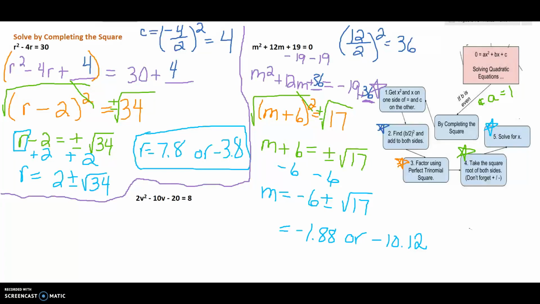Our next example is a little different, and this step is not in here. So I'm going to put it up here. If a does not equal 1, like in this case, we have to divide every term by a in order to get it equal to positive 1. So we're going to divide everything by 2 to get v squared minus 5v minus 10 equals 8.